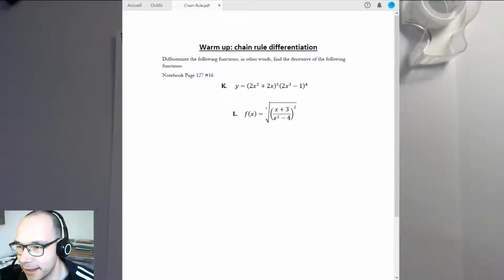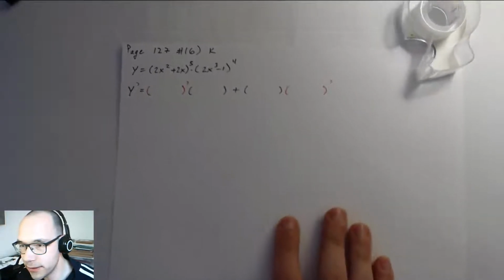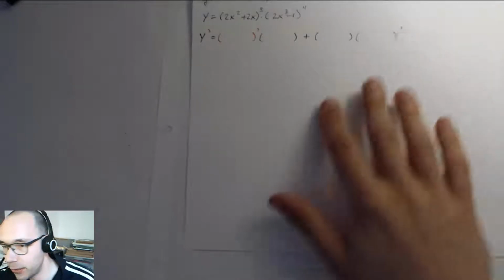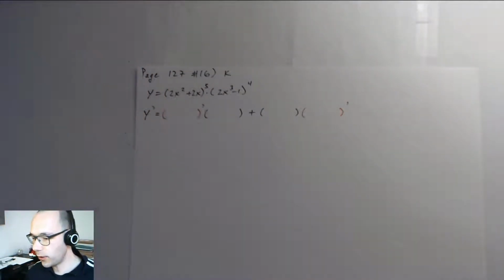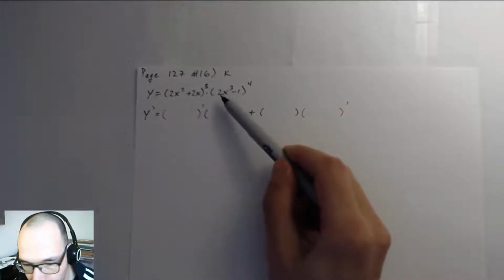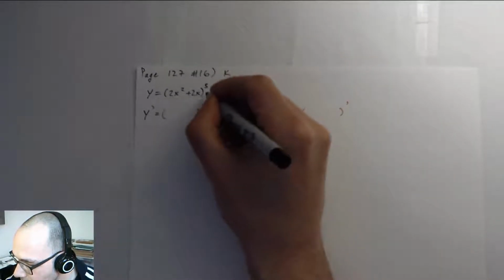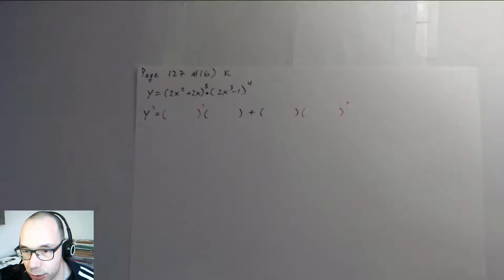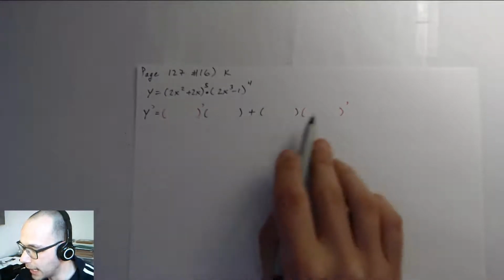Let's do it now. So I rewrote the first one, number 16K. y is equal to 2x squared plus 2x to the power of 5 multiplied by 2x cubed minus 1 to the power of 4. Of course, it's a multiplication, so you should do prime, not prime, plus not prime, prime. That's what I wrote right here.